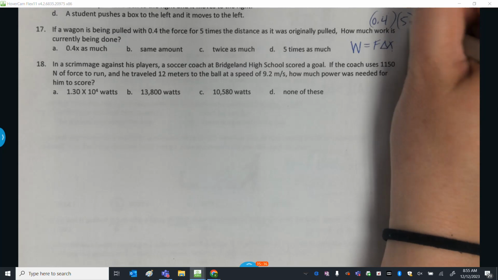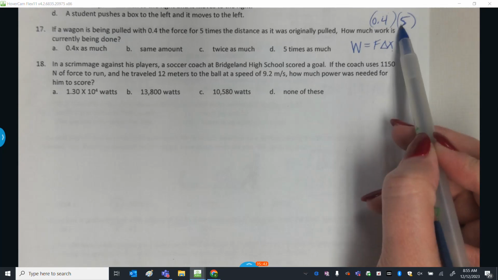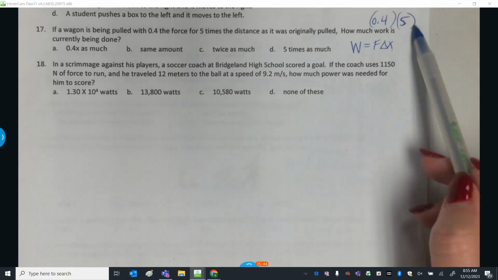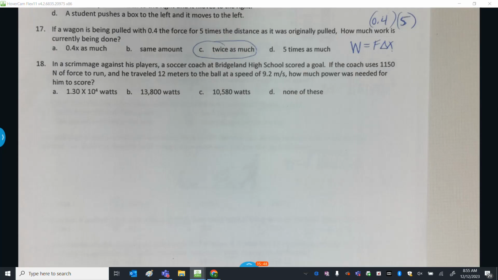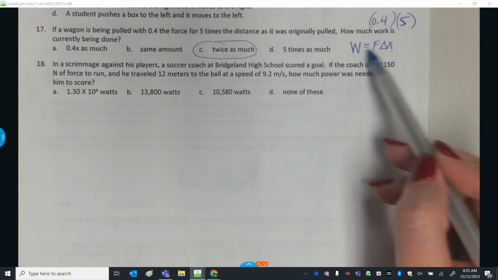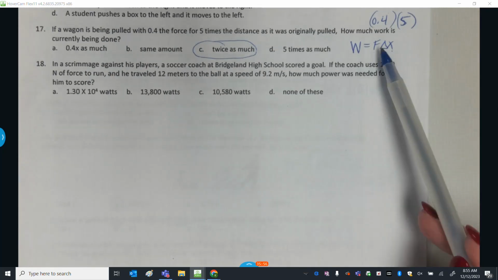You can literally just multiply them together and figure out what factor it's going to change by, because this one's 0.4 times as much, this one's 5 times as much. If you multiply 5 times 0.4, you're going to get 2. The answer to this is twice as much. So just multiply them, because each of them has a direct relationship with work. But go back to the formula for that.